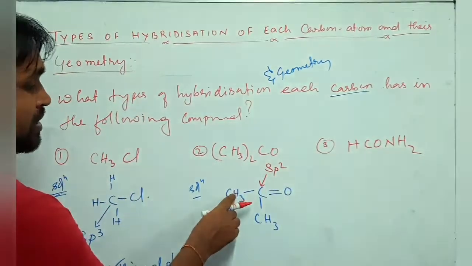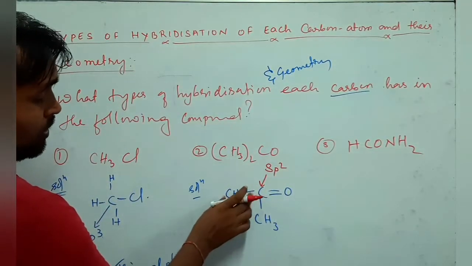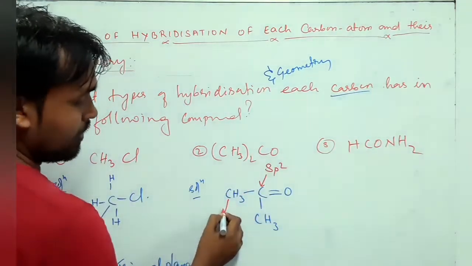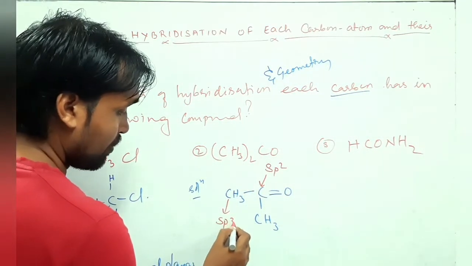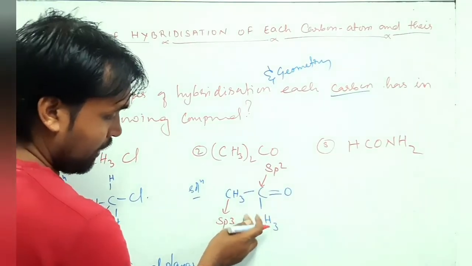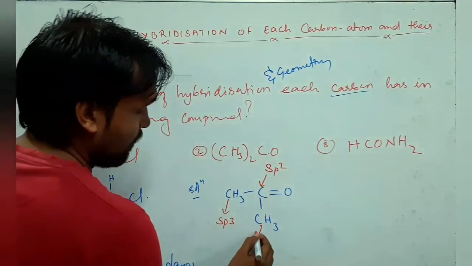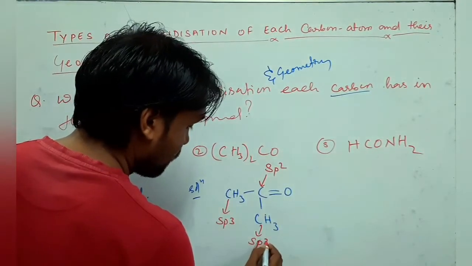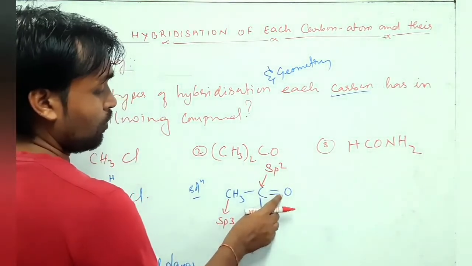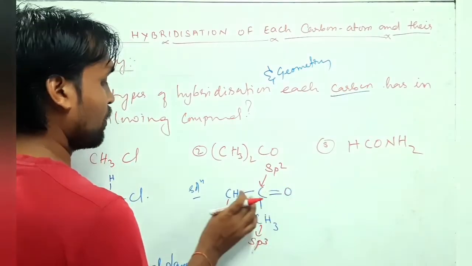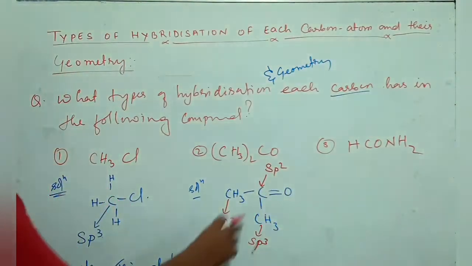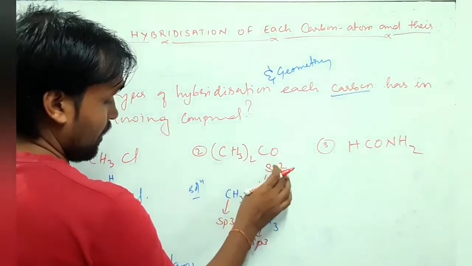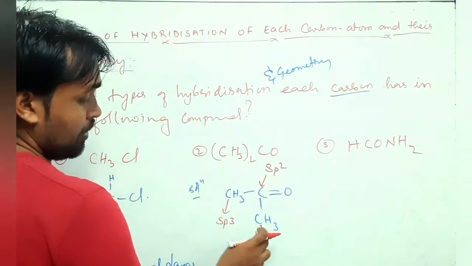This carbon has H, 3H and 1 bond, all single bonds, so the hybridization here will be sp3. This carbon also is attached only to single bonds, so the hybridization here will be sp3. Okay, sp3. Don't think that 1 double bond is there. That double bond is only for this carbon, not for this or this. So this carbon's hybridization is sp2, and this carbon's hybridization is sp3.